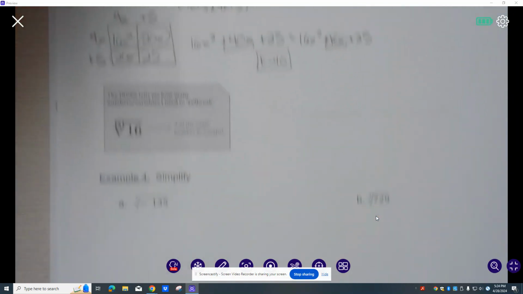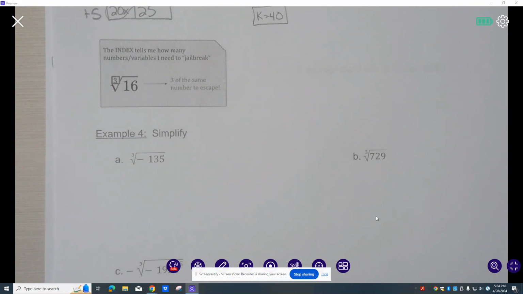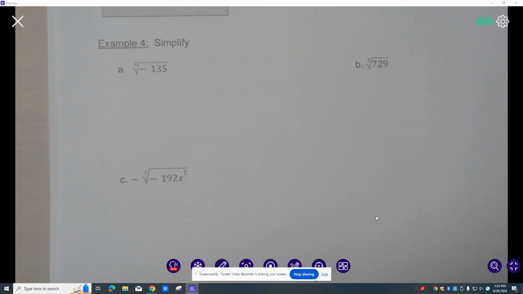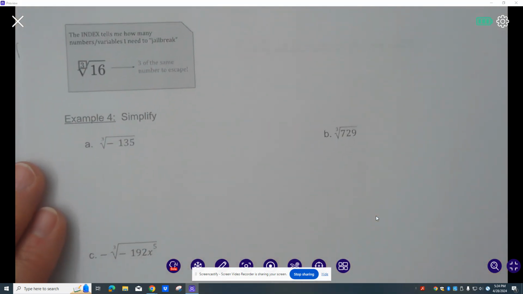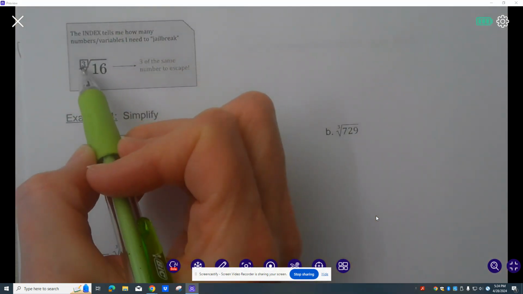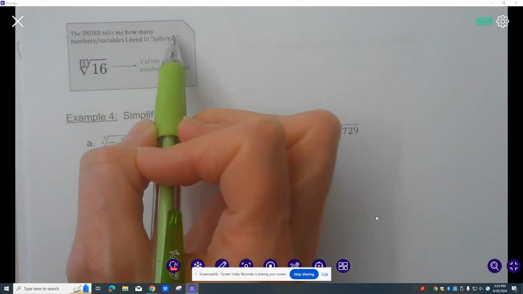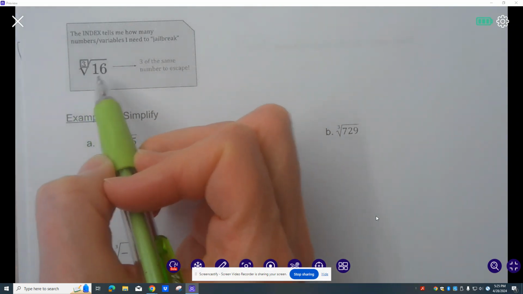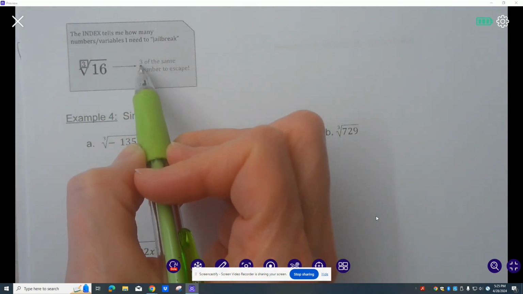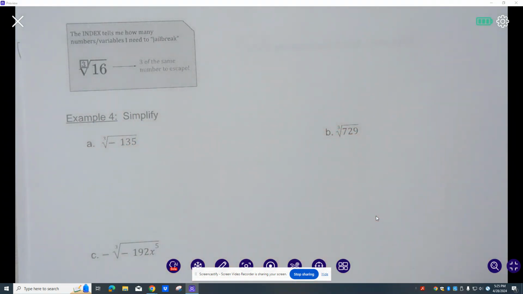Okay. All right. Now, example 4 looks a little different. Hopefully it looks a little different to you. Let me slide over here a little. And this little box kind of explains it. It says the index tells you how many numbers or variables you need to jailbreak. So I like to say this is like a higher security jail. You need groups of 3 to escape, but only 1 makes it out alive.